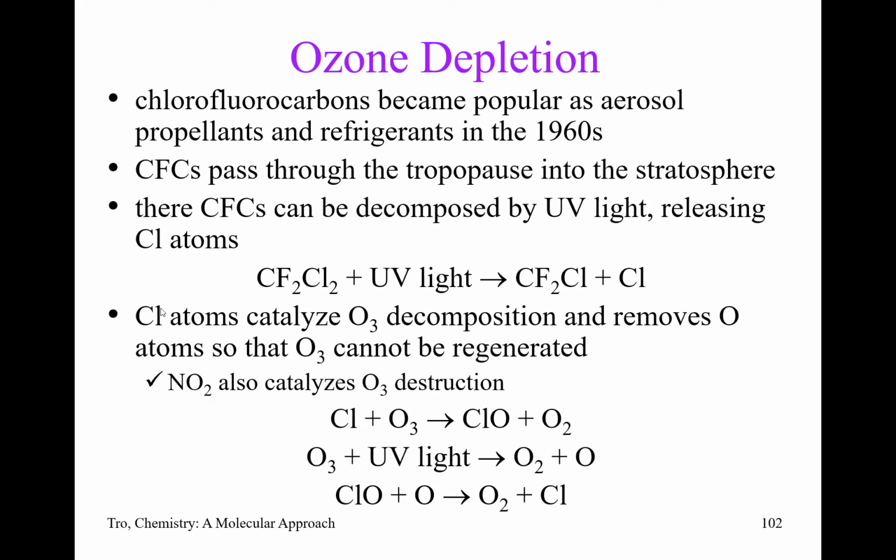And then unfortunately for us, what that does is these chlorine atoms that get spit out, they can decompose the ozone, right? So the chlorine atom reacts with the ozone, generates this ClO and O2. If you've got that ozone around absorbing the UV light, it can generate another O atom. The O atom combines with the ClO, spits out O2 and Cl.